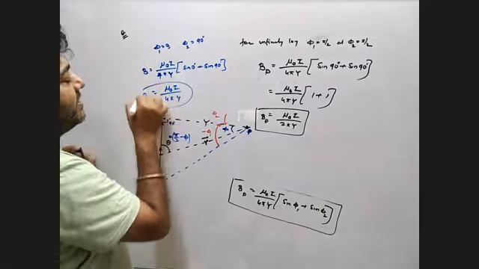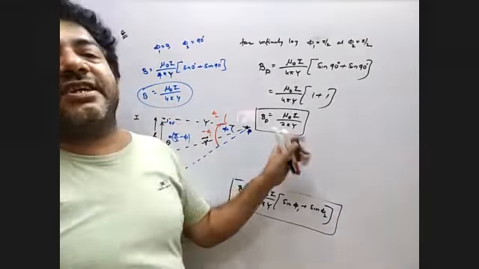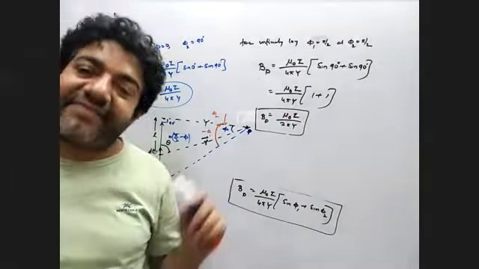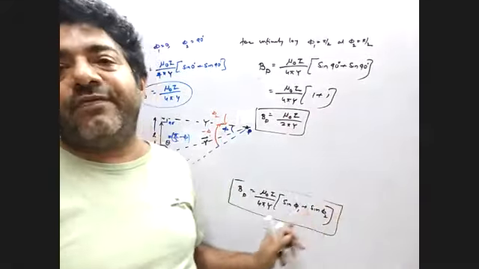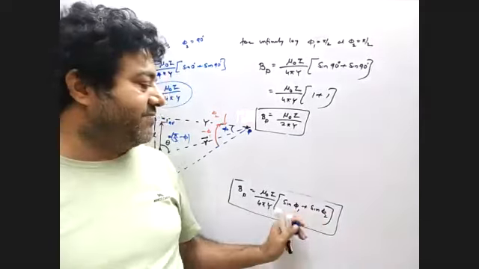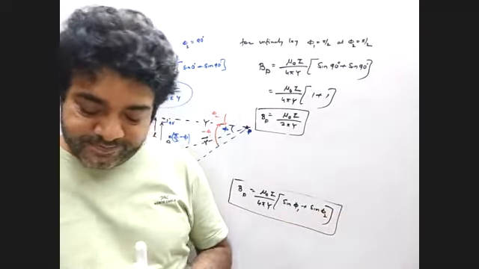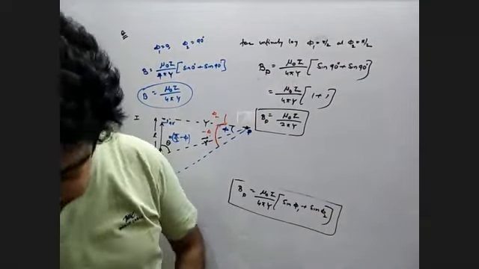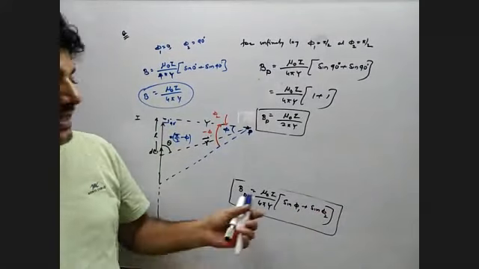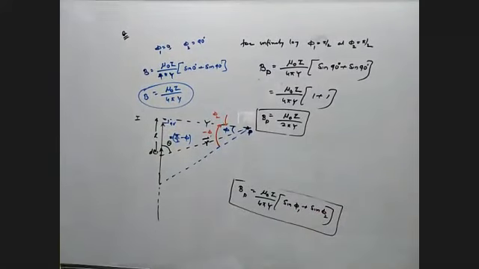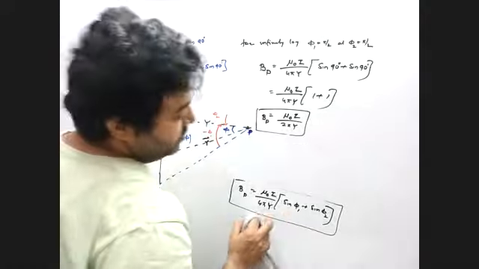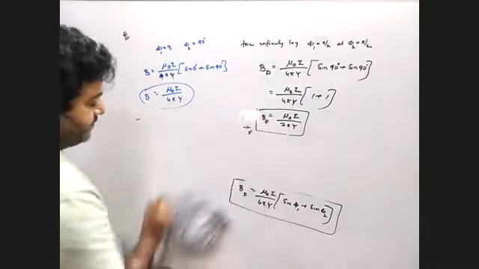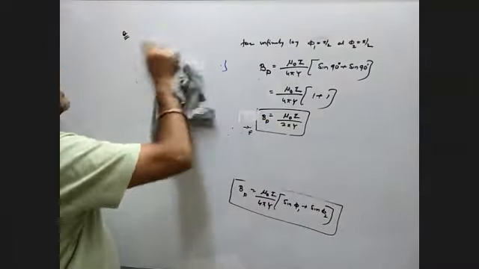So just remember: infinitely long is mu naught I by 2 pi y, semi-infinite is mu naught I by 4 pi y. And if they give you some value, it is mu naught I by 4 pi y times sine phi 1 plus sine phi 2. Clear, everyone? Yes, sir. If it is okay, now we can see some numericals related to that. For that you only need to know this formula. Otherwise, everything is the same. So let's try some numericals.